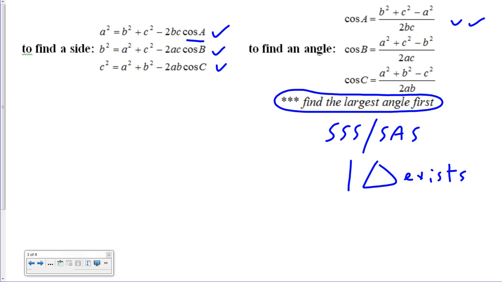I want to do two problems, and then we're going to get to the quiz. One is going to be to find a side, and the other one's going to be to find an angle. And so if you look at your books, I want to do problem number 8 on page 351.